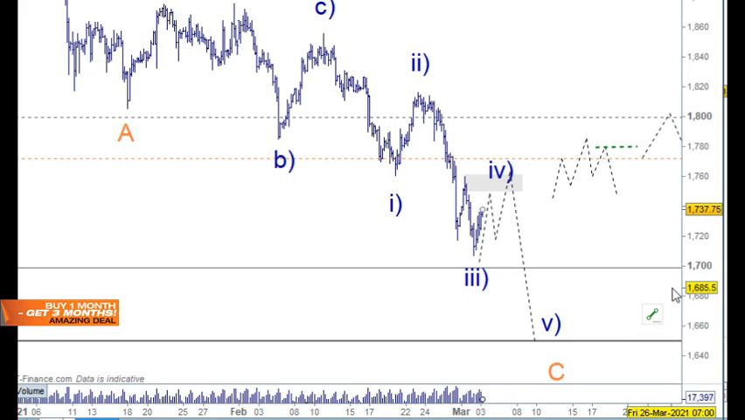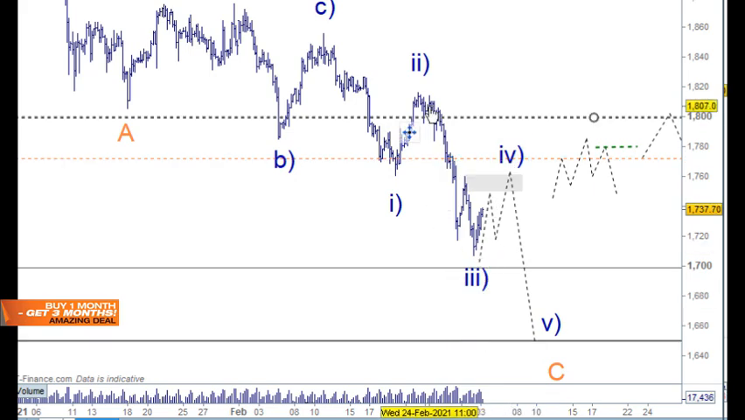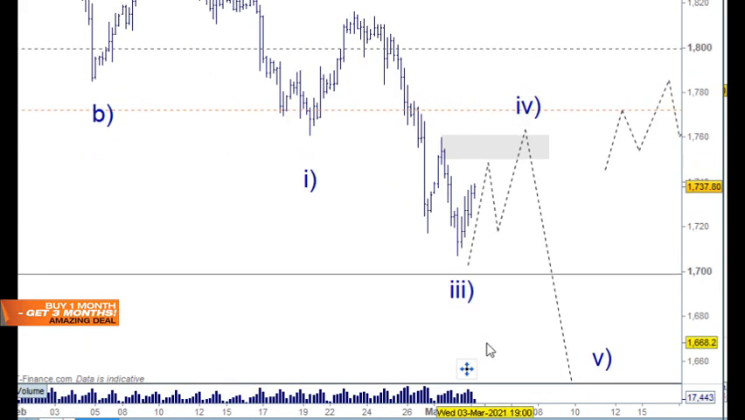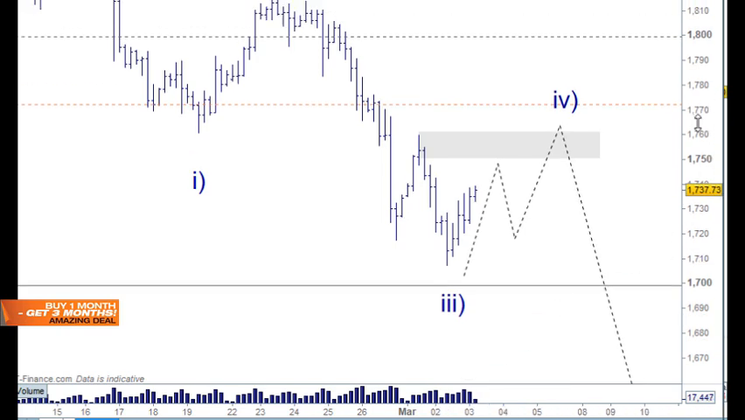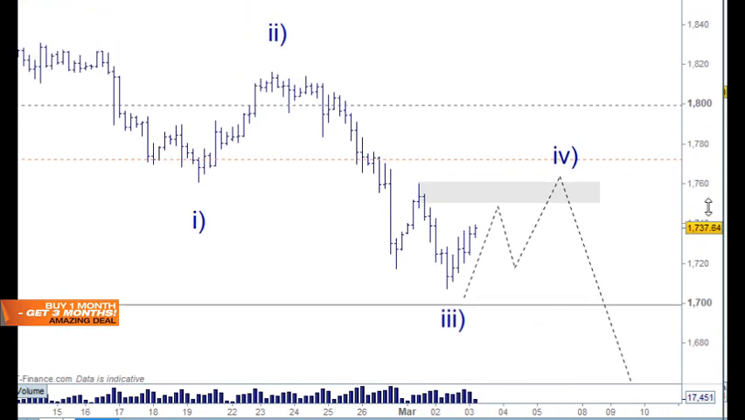So even if we expect an impulse wave in the first wave A here, then a corrective wave B, and then wave C up through here for this, we're not anywhere just yet. We've just completed the 5 waves down here that we were talking about yesterday. So we just need to see how this plays out as an ABC pattern here.